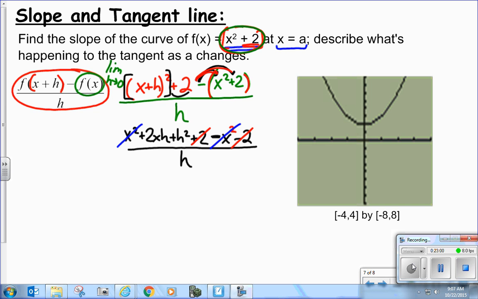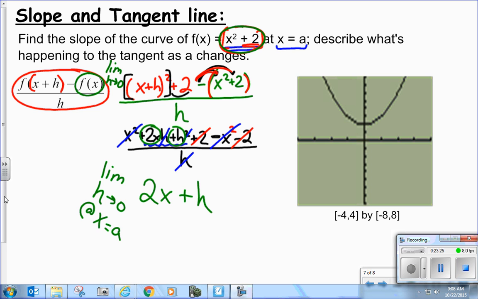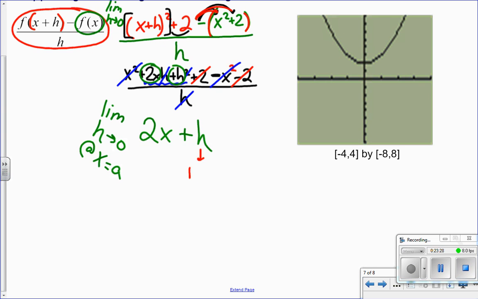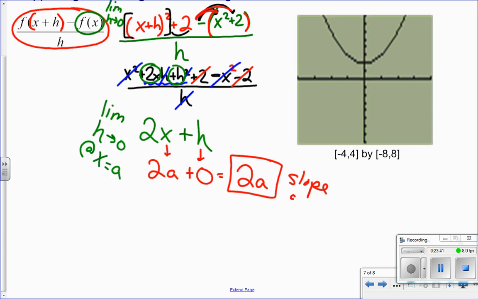All right, so I see the only thing I have left is here, and that's beautiful because everything has an h. Cancels one of these and this here. So last but not least, I have 2x plus h. That is the limit as h approaches 0, right at x equals a. So if h is 0, plus 0. If x is a, 2a plus 0 is 2a. That is the slope right at the point where x equals a.